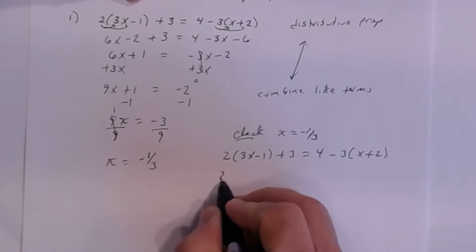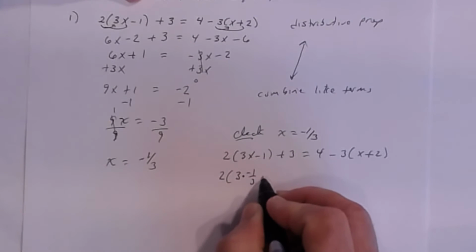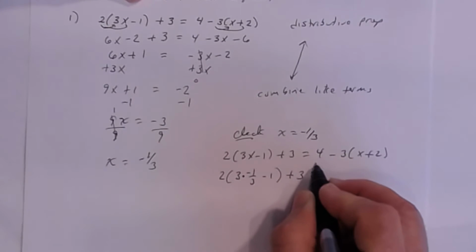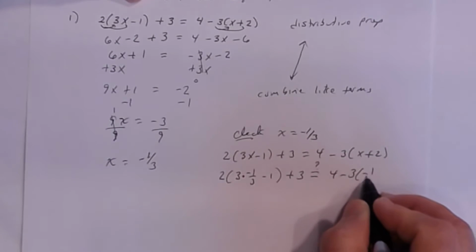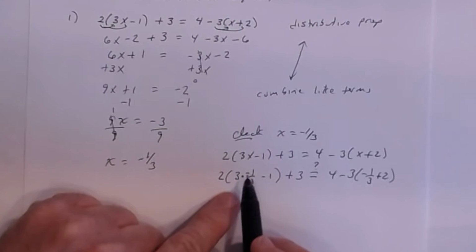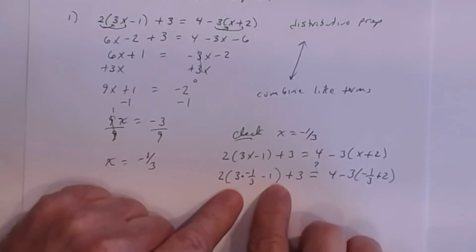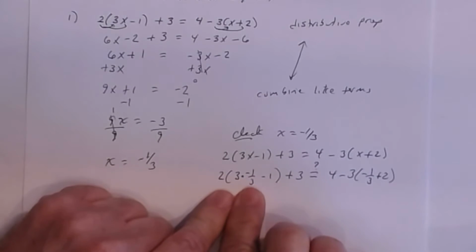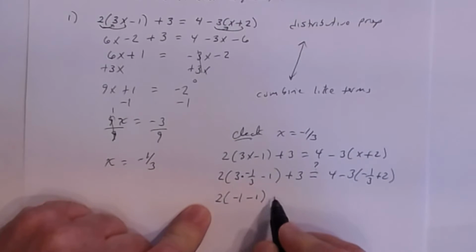So I'm checking to see if negative 1/3 is actually the solution, that I did not make a mistake at all. So 2 times 3 times a negative 1/3. So in place of x, I'm substituting negative 1/3 minus 1 plus 3. And I want to see if this side is going to equal this side. 4 minus 3 times negative 1/3 plus 2. Okay, so let's look at this first set of parentheses right here. So remember, order of operations. You do your grouping symbols first. So 3 times a negative 1/3 is a negative 1. So this right here becomes 2 times negative 1 minus 1 plus 3.